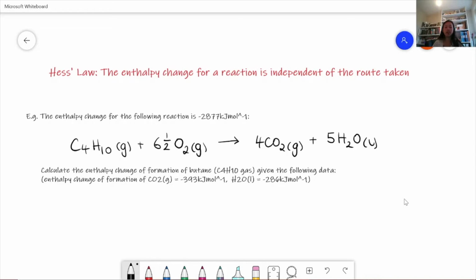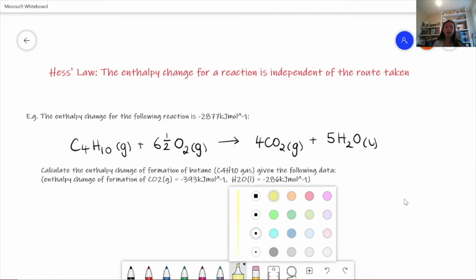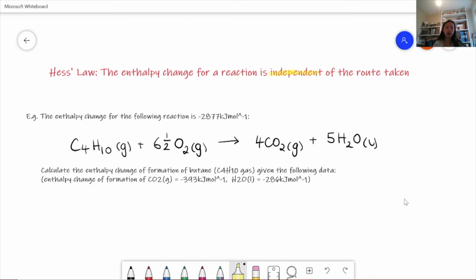Now I'm going to introduce Hess's law. Hess's law states that the enthalpy change for a reaction is independent of the route taken. What this basically means is that in any way you go from reactants to products, the enthalpy change will always be the same. So if we look at this example, it'll become a bit more clear.